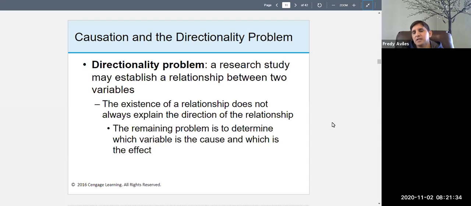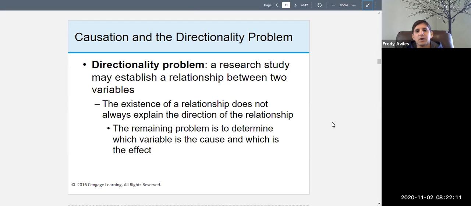Just because there's, let's say, a relationship between exercise and weight doesn't mean you know clearly that it's the exercise that's affecting the weight. Maybe weight is affecting exercise. Maybe those that weigh more find it difficult to exercise. So we need to establish what is causing what. Is exercise causing changes in weight, or is weight causing changes in exercise? When you just measure things, you don't know the direction of the relationship.